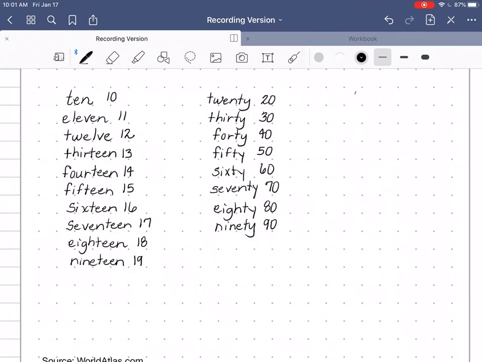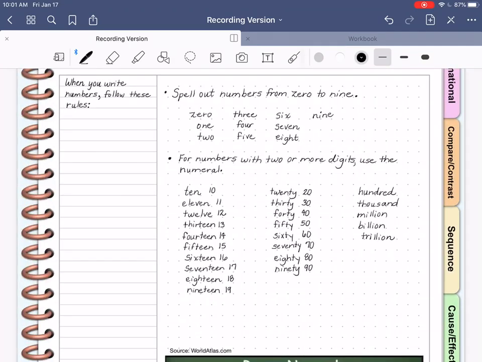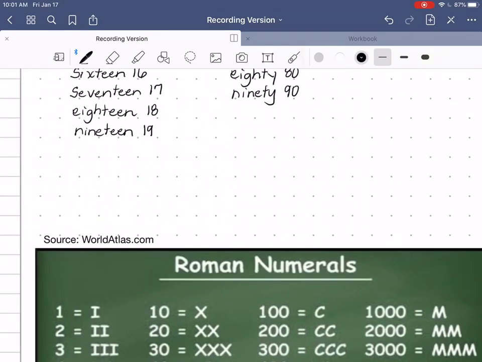And then the last few, I want you to know how to spell hundred, thousand, million, billion, and trillion. And they do keep going, but I don't think you're going to need to know how to spell those, at least not for test purposes. So just as a reference, if you're having to spell numbers for any reason, this will help you remember how to spell them. And there's one more rule that I need to tell you.